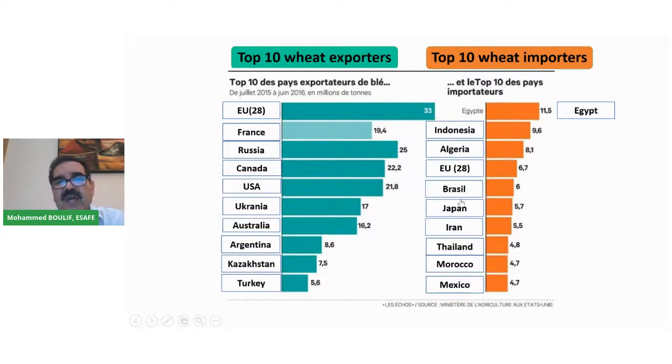And on the other side, we have the 10 wheat importers, and you can find Egypt. Egypt is at the top, followed by Indonesia, Algeria, EU, Brazil, Japan, Iran, Thailand. Morocco is not bad. It's there on the list before Mexico. And the economists say that Morocco is a net importer of wheat, and they are right. As an agronomist, I confirm that, and we will see why.